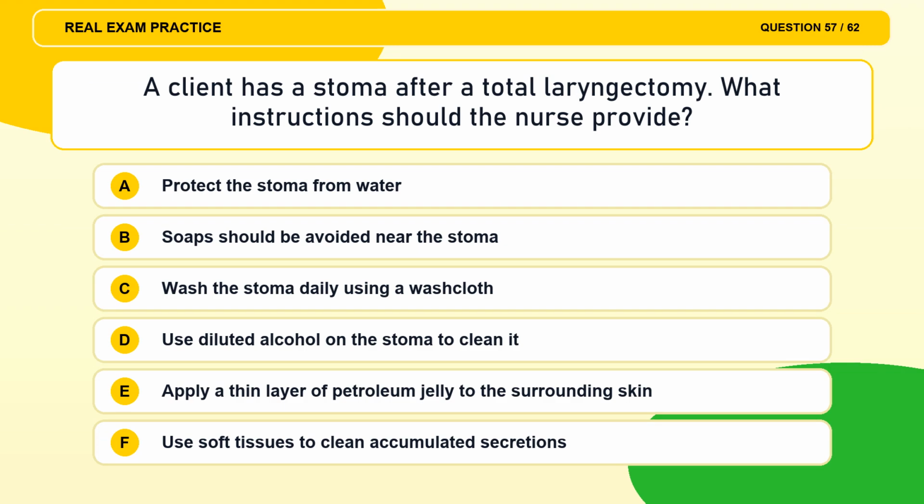Question 57. A client has a stoma after a total laryngectomy. What instructions should the nurse provide? Option A, protect the stoma from water. Option B, soaps should be avoided near the stoma. Option C, wash the stoma daily using a washcloth. Option D, use diluted alcohol on the stoma to clean it. Option E, apply a thin layer of petroleum jelly to the surrounding skin. Option F, use soft tissues to clean accumulated secretions.